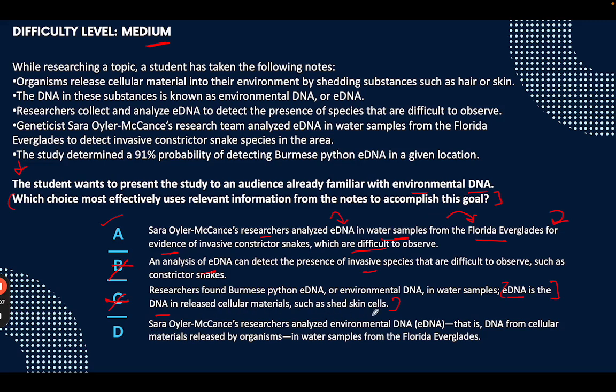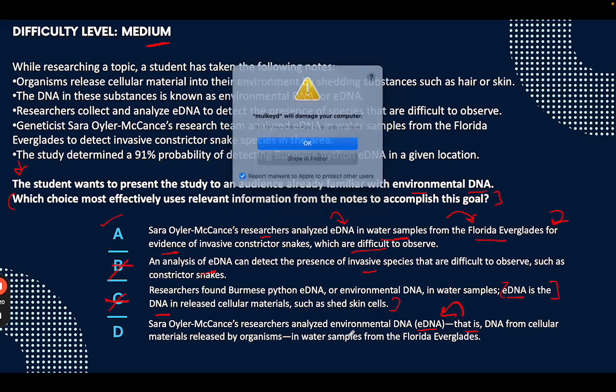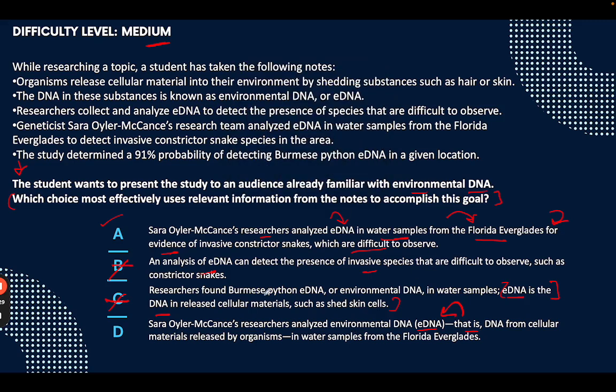Let's go to D now. Sarah's researchers analyzed environmental DNA, eDNA, that is DNA from blah blah blah. So that means we have an explanation of eDNA coming up. It's an explanation of what environmental DNA is. Again, this is something that I don't want in my correct option, because the audience is already familiar with it. So very clearly, A is the correct option that I can pick up.